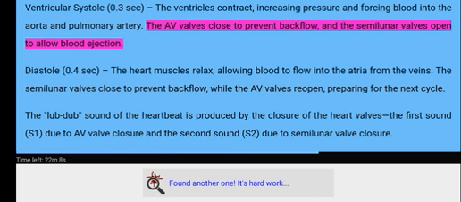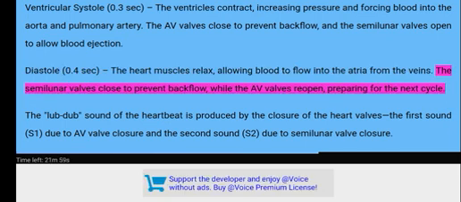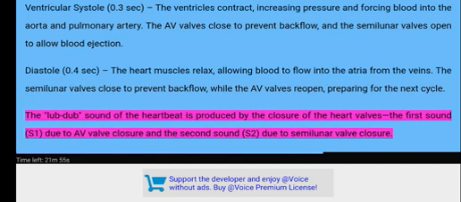The AV valves close to prevent backflow, and the semilunar valves open to allow blood ejection. Diastole, 0.4 seconds: the heart muscles relax, allowing blood to flow into the atria from the veins. The semilunar valves close to prevent backflow, while the AV valves reopen, preparing for the next cycle. The lub-dub sound of the heartbeat is produced by the closure of the heart valves. The first sound, S1, is due to AV valve closure and the second sound, S2, is due to semilunar valve closure.